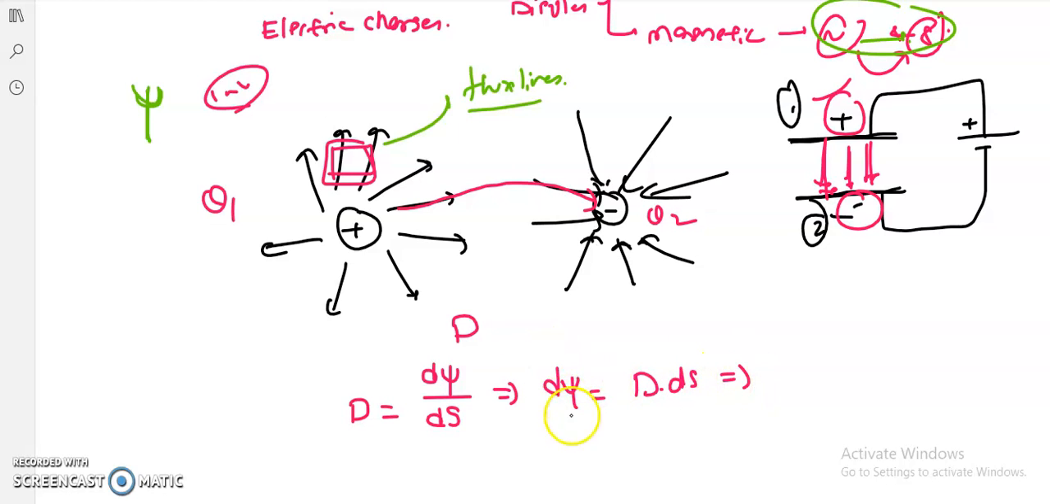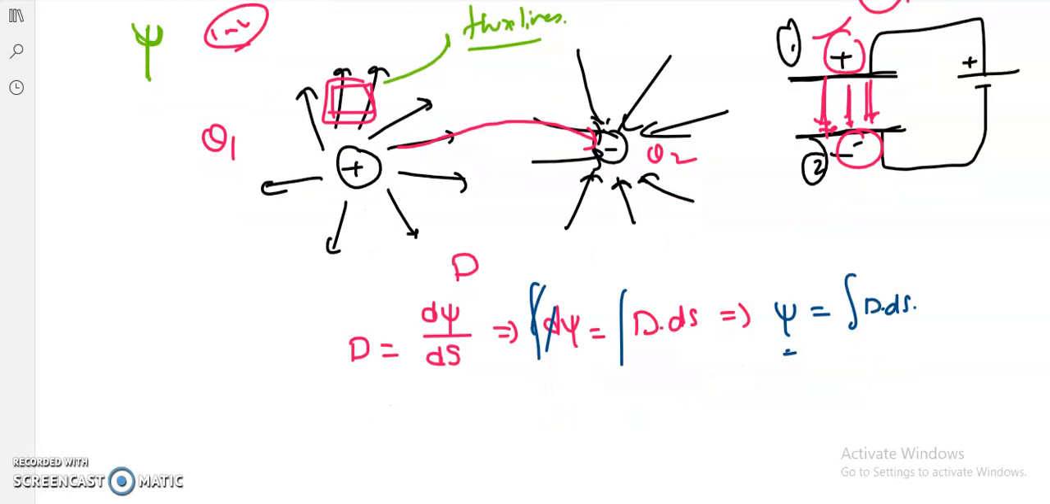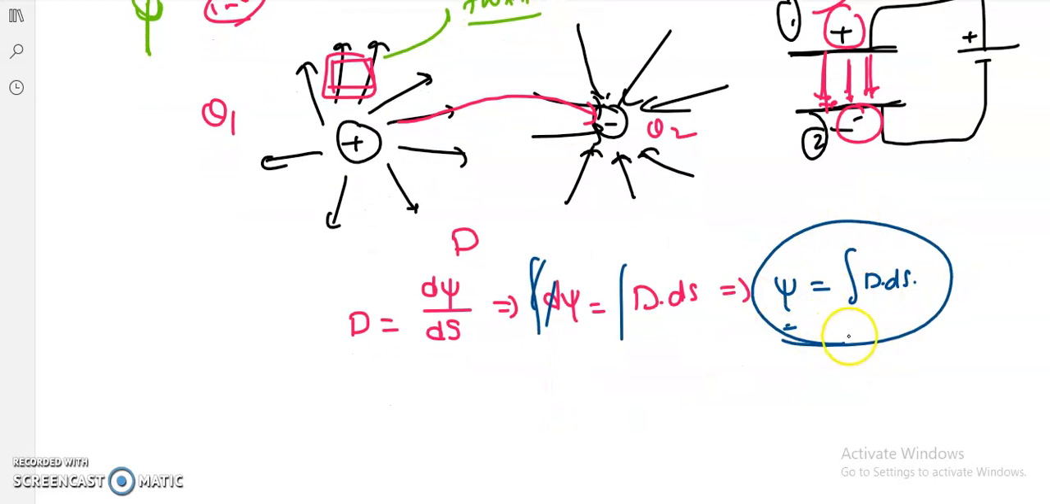And if I integrate both sides, then the integration and differentiation cancel. Now the electric flux, psi, is equal to the integration of D into ds. That means the surface integral of the electric flux density is equal to psi. Okay, so we can say like this. It is one formula that you have to remember in order to understand Maxwell's equations.